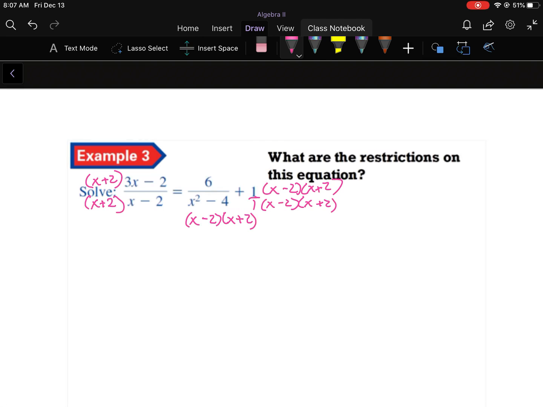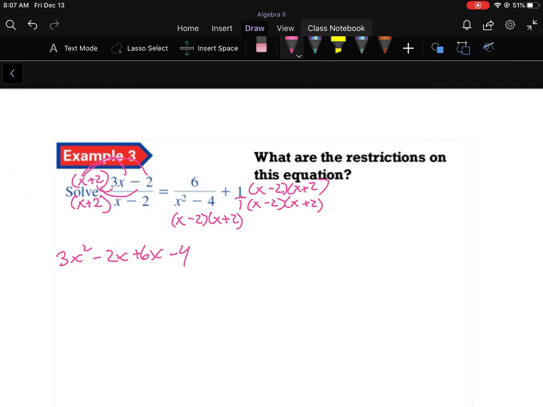Over here I'm going to have to FOIL, so I'll take 3x squared minus 2x plus 6x minus 4, all over x squared minus 4. I don't need to put that again. Remember, I'm just trying to get the numerators the same. Equals, and then the 6. And if I FOIL out the x minus 2 and x plus 2, I'm pretty sure it's x squared minus 4. So I'll do a little combining like terms.